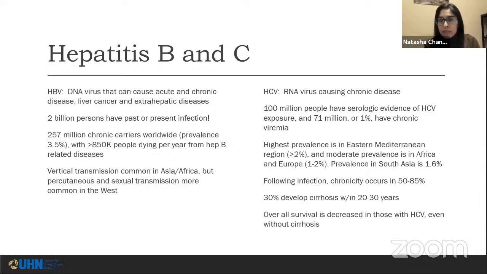Hepatitis B is a DNA virus. It can cause both acute liver failure as well as chronic disease, including cirrhosis, liver cancer, and a variety of extrahepatic diseases. Believe it or not, 2 billion people on our planet have either had hepatitis B in the past or currently have it. It's estimated that approximately 250 million people on our planet currently have hepatitis B, and very sadly, over 850,000 people die every year of hepatitis B related diseases.